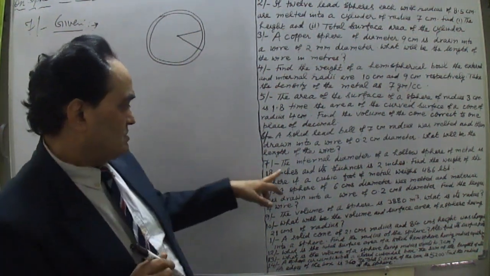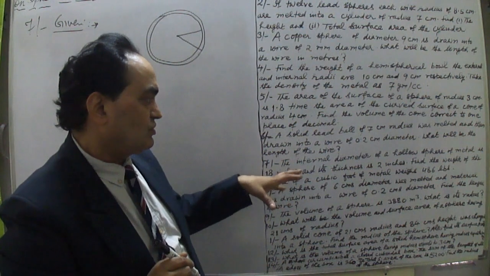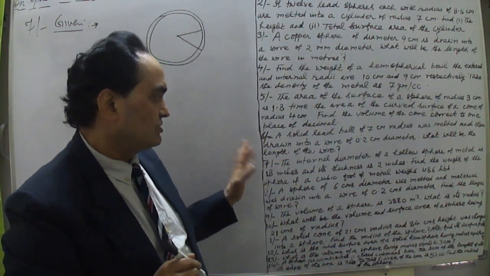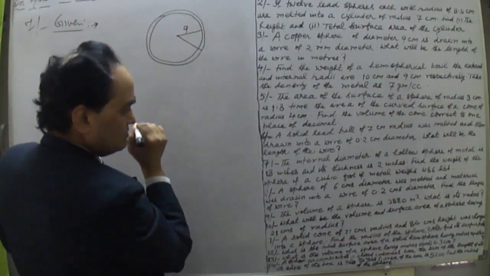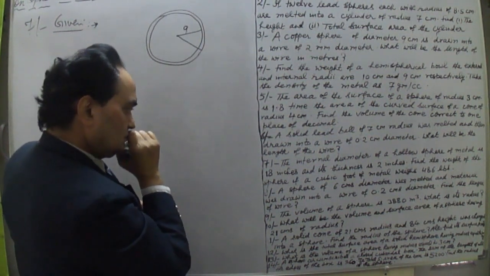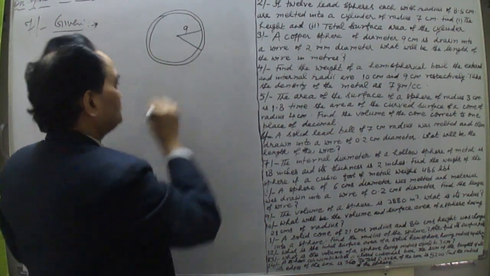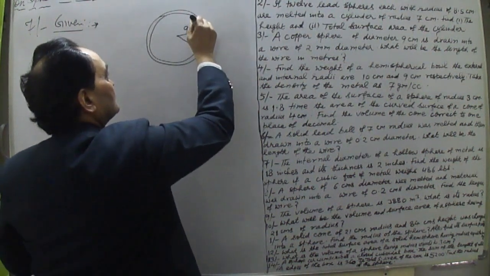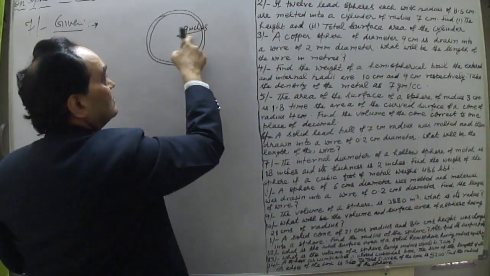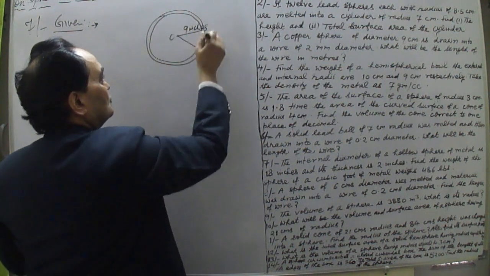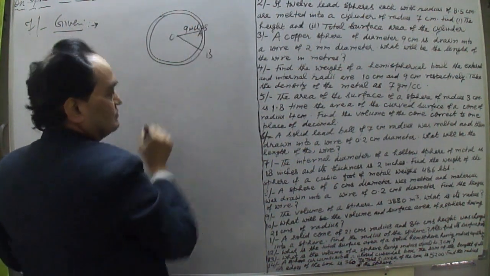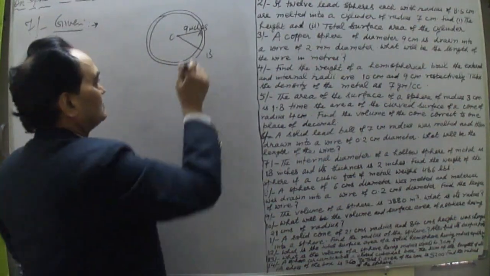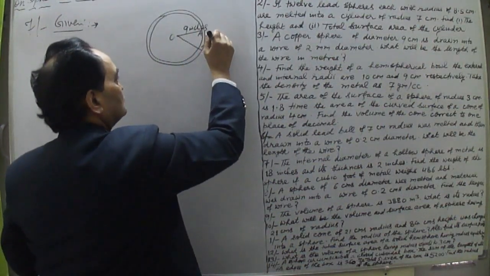It is given here the internal diameter of a hollow sphere. Internal is given, external is not given. So the internal radius is 9 inches, sorry, 9 inches, OA, and this is OB. The external radius will be found from the thickness, which is 2 inches, and this is 2 inches.